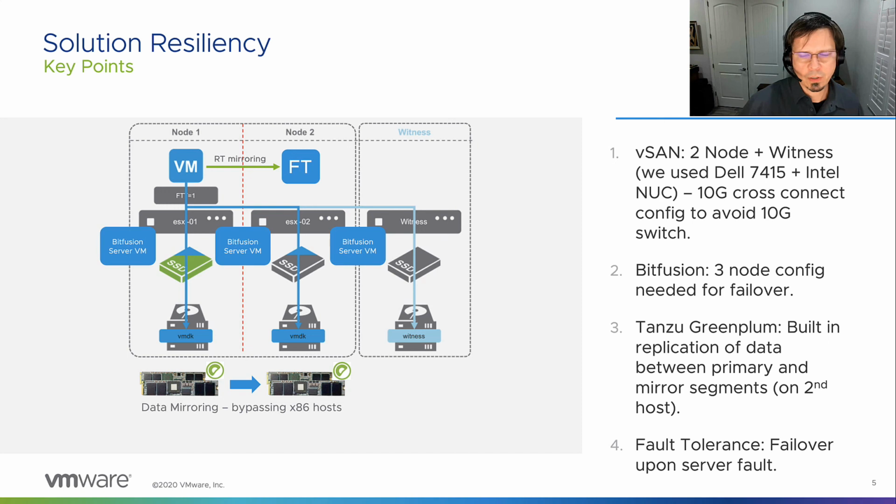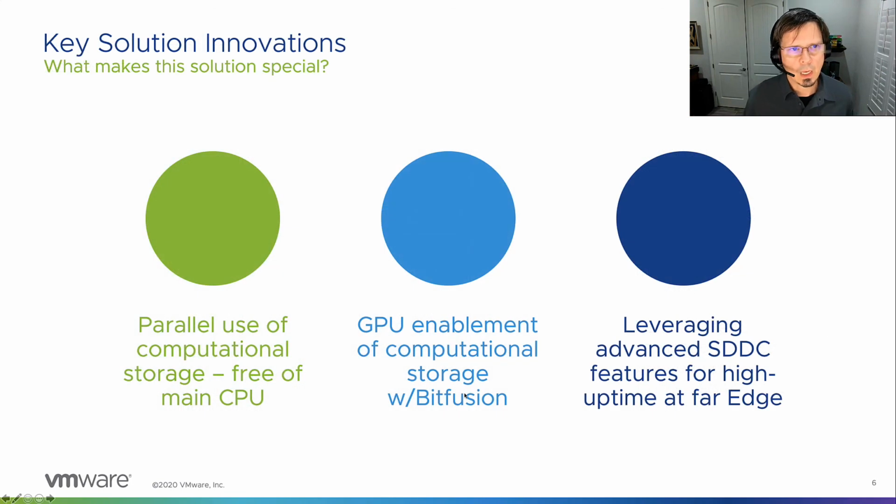So if you look at this solution in its totality, bringing together a number of advanced elements that each have their own advantages, but function together to give a high level of solution resiliency. So the key solution innovations that we think make this solution pretty special are, number one, the parallel use of computational storage, which frees up the main CPU, essentially giving a single host another up to 15 small CPUs to perform integrated data analytics.